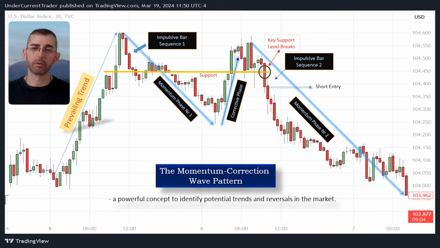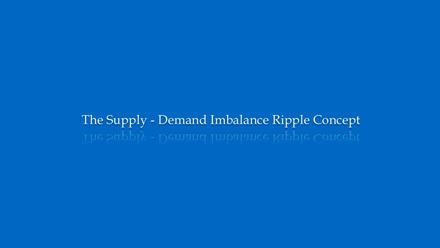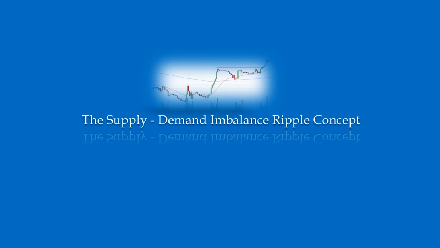Now let's talk about imbalance zones and a concept I refer to as a supply or demand imbalance ripple, which depends on the direction of the market trend. This is a key price action pattern that is observable across various markets and time frames.